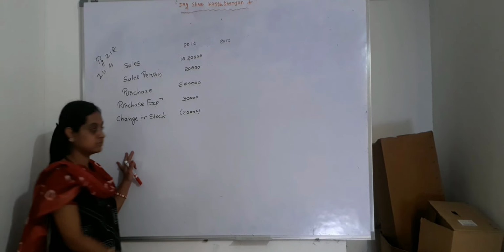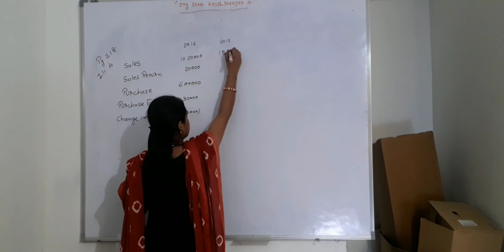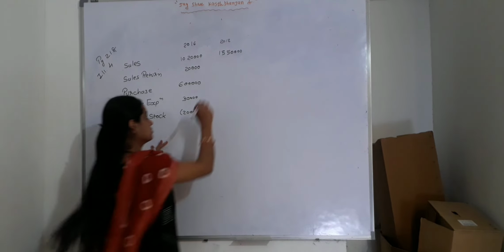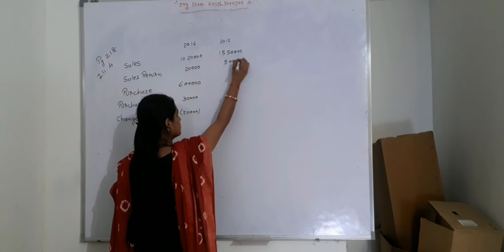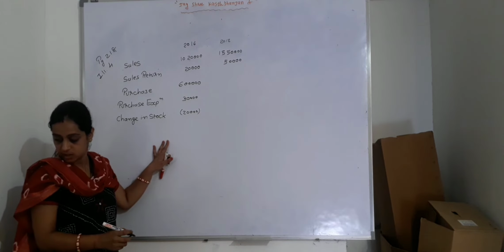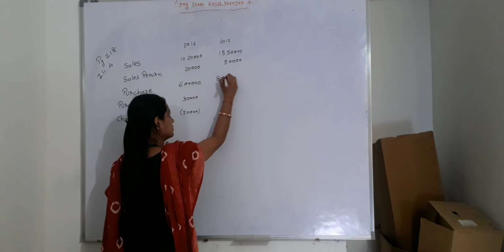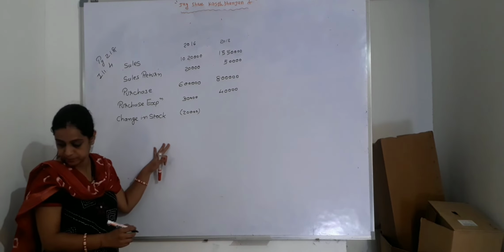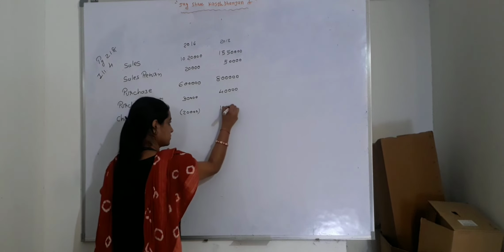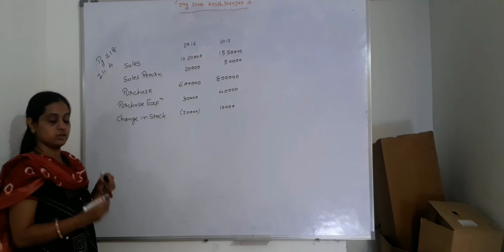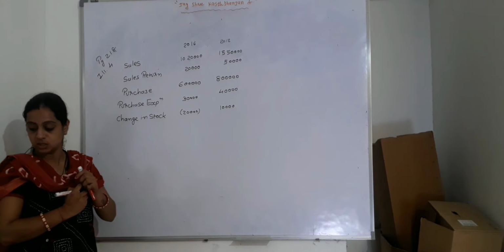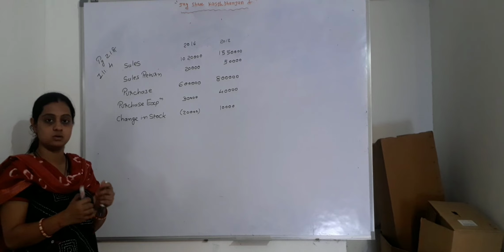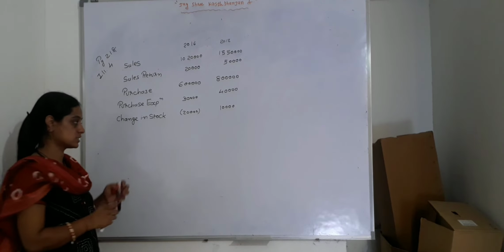Then for 2017, 15,50,000, 50,000, 8 lakh, 40,000 and 10,000. And they asked to find gross profit ratio. So first of all, we have to find net sales.